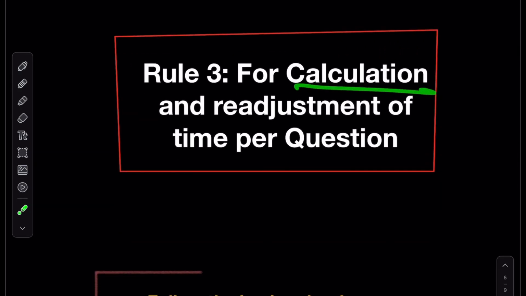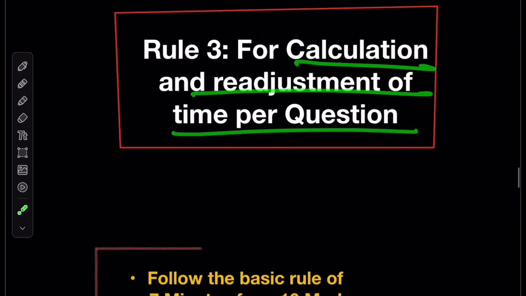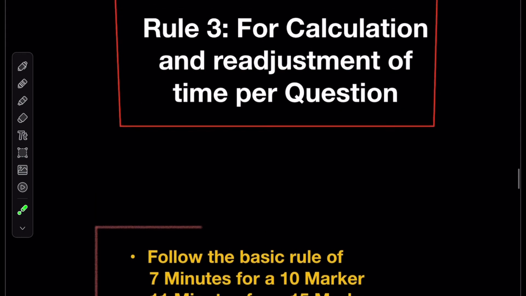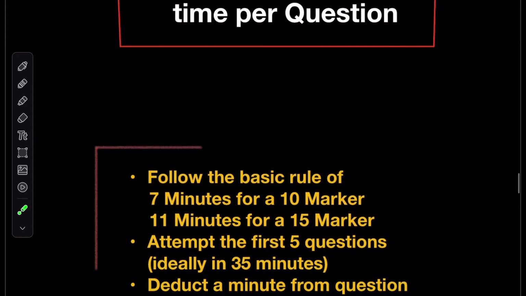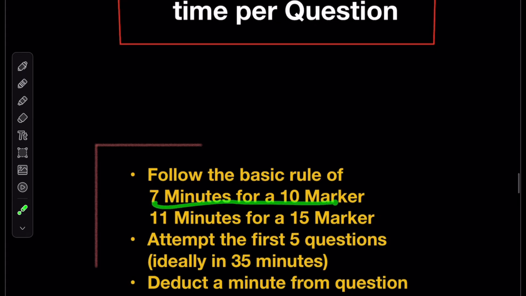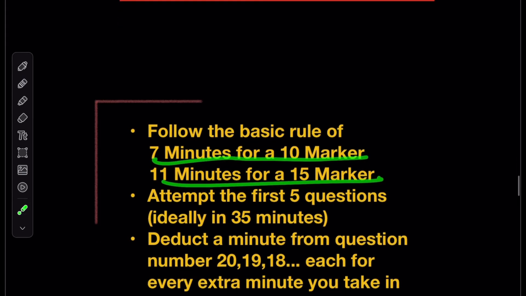For calculation and readjustment of time per question. So now this is very important. This is where people, when they start writing answers because they want to be very perfect in every answer, forget that they will be having 7 minutes for a 10 marker and 11 minutes for a 15 marker. So how you should go about it, I will give you a basic guideline which is proven, used by many toppers, and has been very effective in GS mains papers.